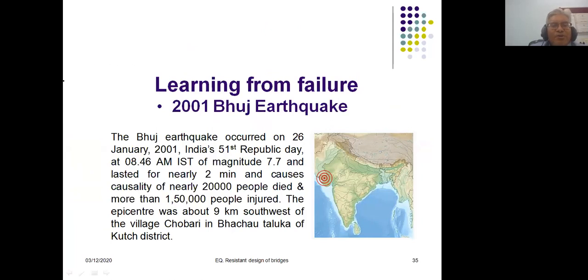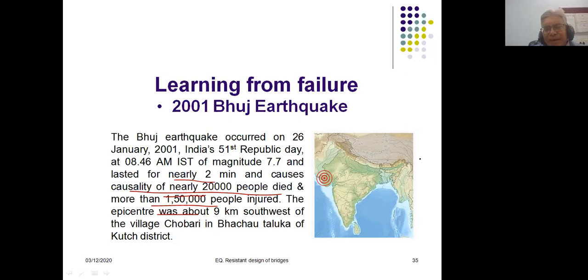It was of magnitude 7.7 and it lasted for about 2 minutes, which is quite long. A large number of casualties took place, nearly 20,000 people died and more than 150,000 people were injured. And as we know, its epicenter was 9 kilometers southwest of the village Chobari in Bhachau Taluka, right?